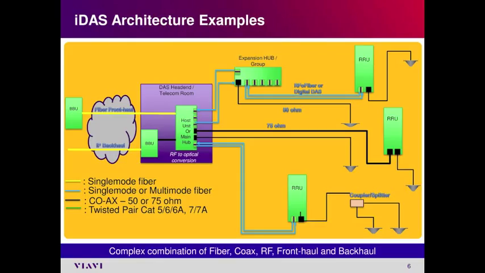So as you can see, the purpose of this picture is to show how complicated a typical DAS deployment can be. It's not just your typical RF cable, take it to the antenna and you're done. Actually, there's a lot of testing that is required. There are a lot of failure points added in here.